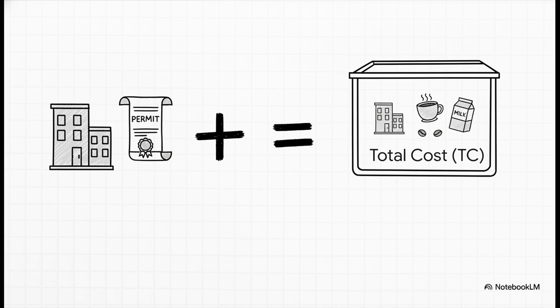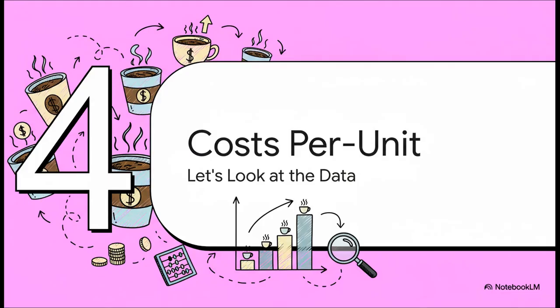Your total cost of doing business is just your fixed costs plus your variable costs. That's it. This little formula gives you the complete picture of what it costs to open up shop every single day. Okay, so understanding your total costs is step 1. But where the magic really happens is when we zoom in and break it down to see what's happening on a per unit basis, or for us, a per cup basis. So let's get into the numbers.